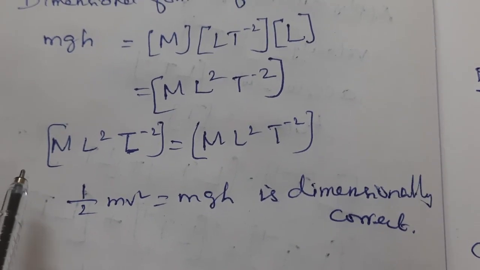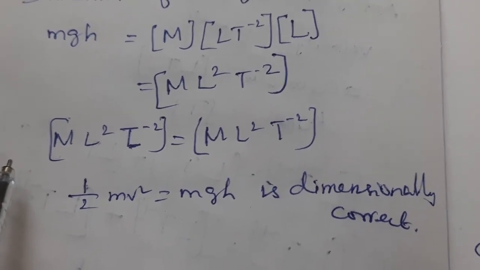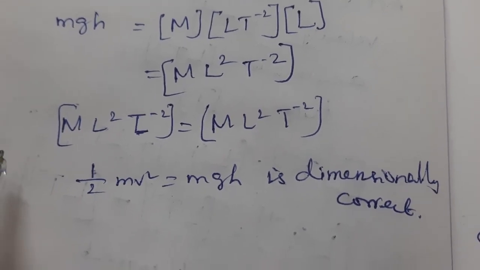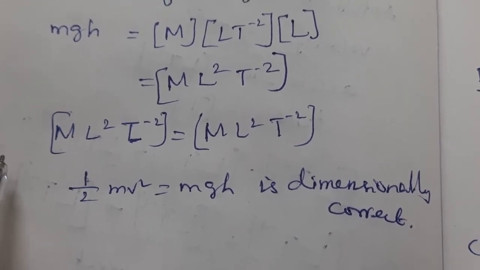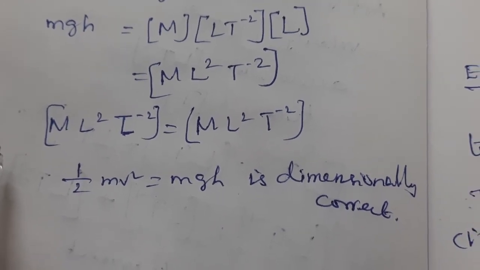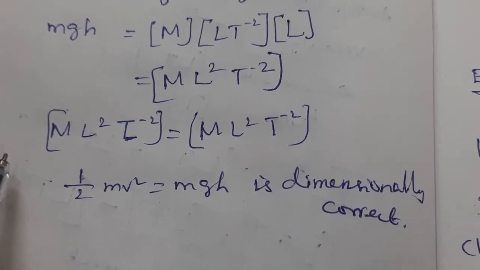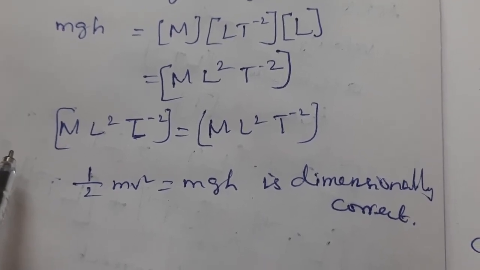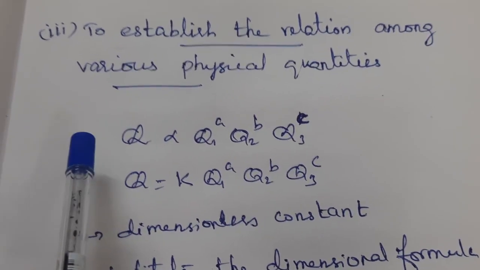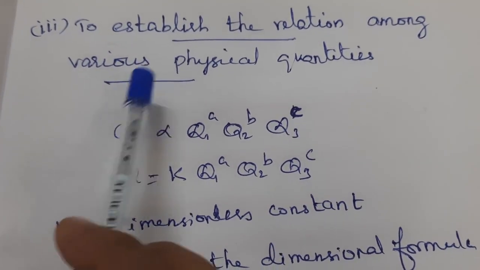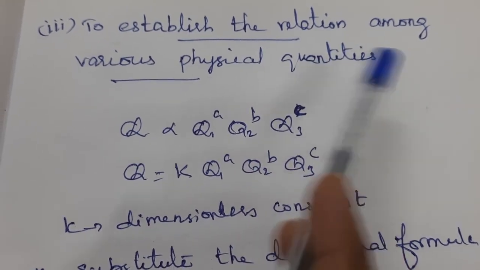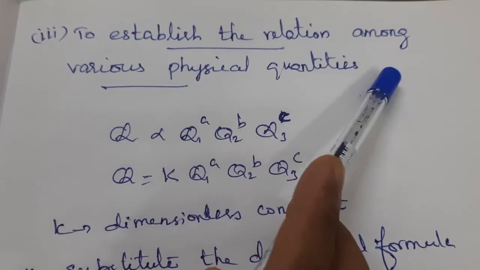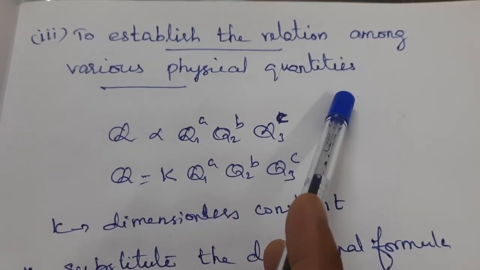Students, you have to practice all these examples. Examples 1.11, 1.12, 1.13, 1.14. These questions are frequently asked in the public examinations. Very important questions. Let's move on to the third use. What is the third use? To establish the relation among various physical quantities.